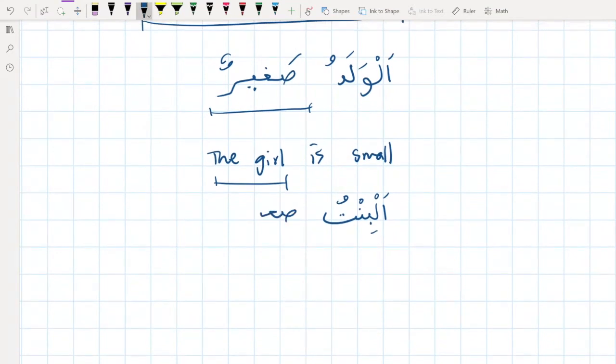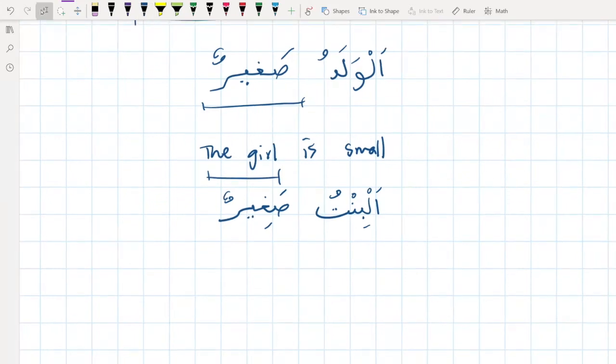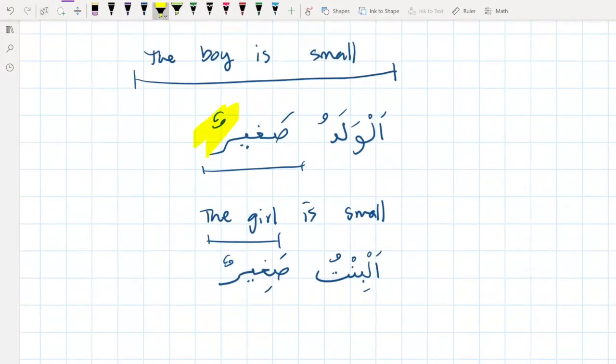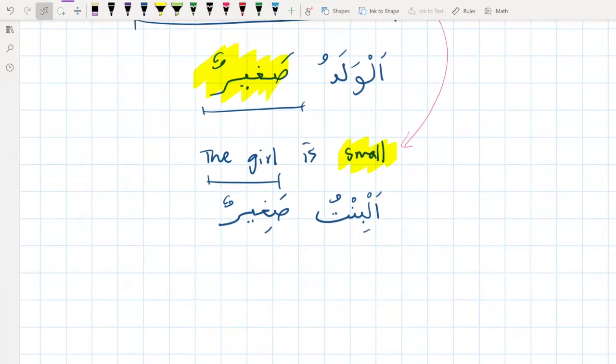But let's see if this one works or not. Sagir. Now, if we are just coming from the English language and whatever we understand, this sentence looks perfect. The girl is al-bint and sagir. We just used this word, sagir, small, and I have exactly the same word, small, here. So it should be fine and we should be happy, right? Al-bintu sagir. But that's where the problem is.